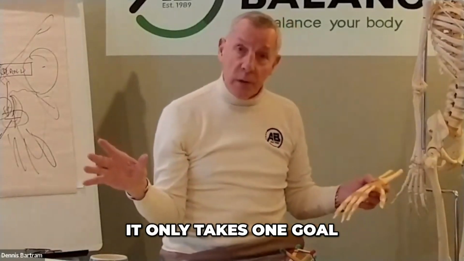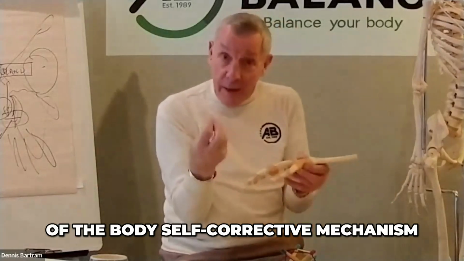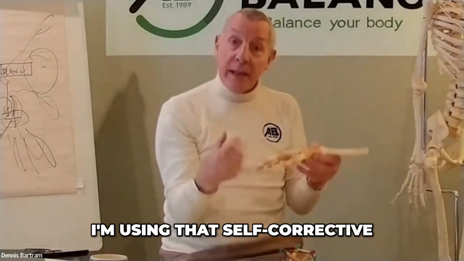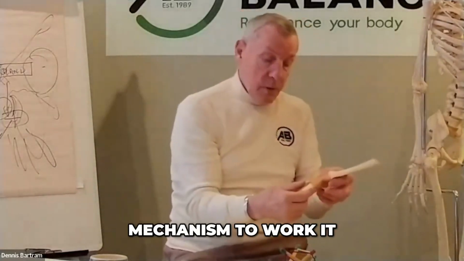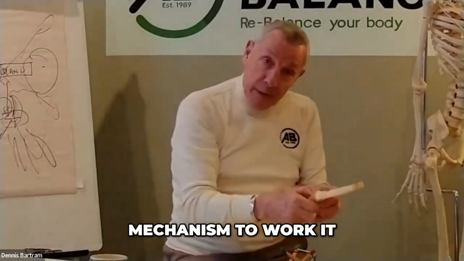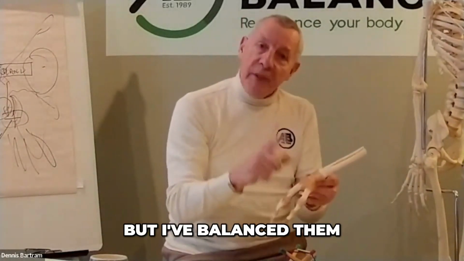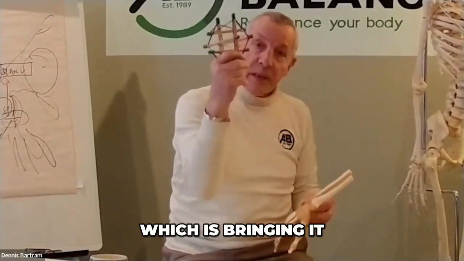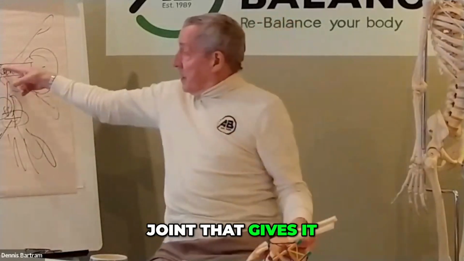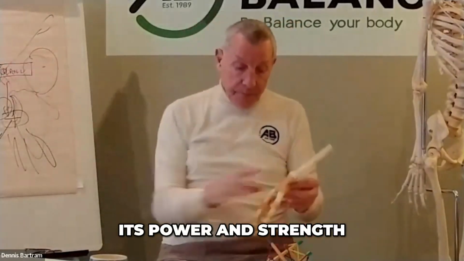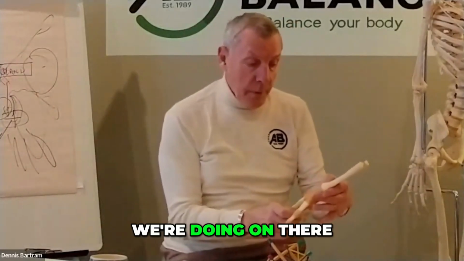It only takes one go, and that's the beauty of the body's self-corrective mechanism. I'm using that self-corrective mechanism to work it. I've now got gliding in the bone. They all move, don't need heavy adjustments, but I've balanced them via the ligament system, which is bringing it back to its tensegral joint that gives it its power and strength. So that's basically what we're doing on there.